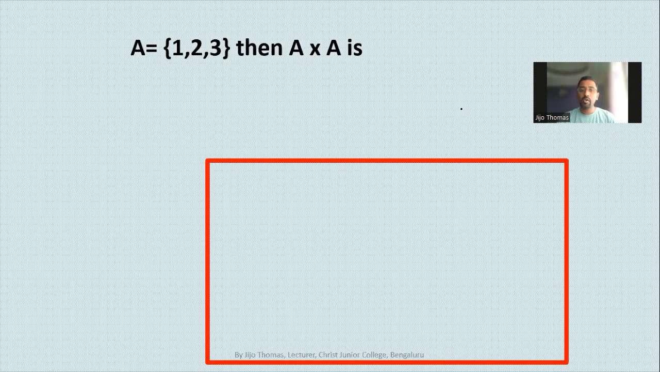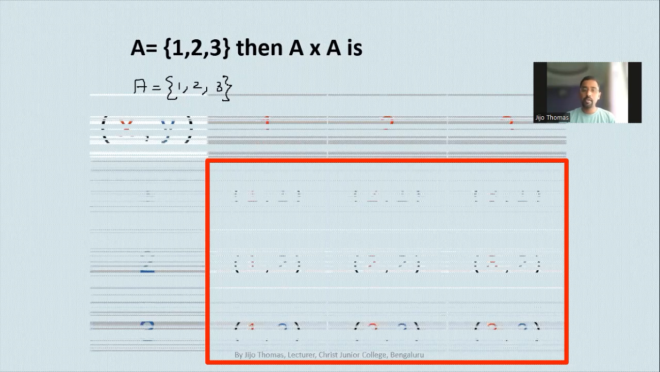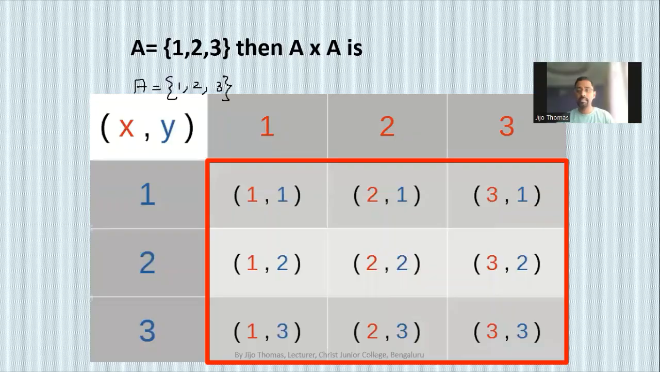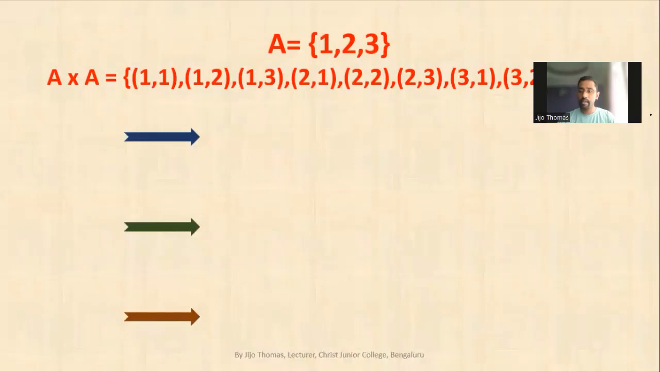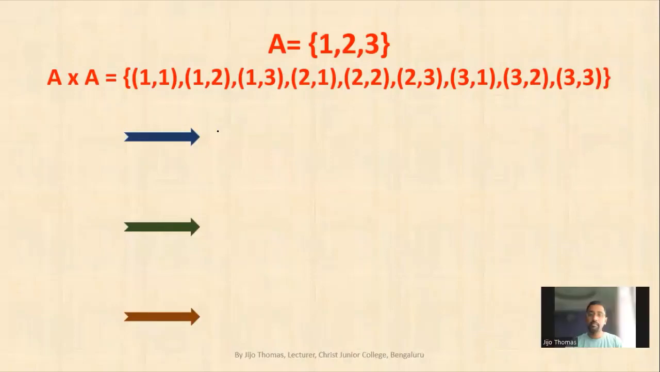If I consider A as {1, 2, 3}, what will be my A cross A? I'm going to take the cross with the same set. So my second set is also {1, 2, 3}, and the first set is also {1, 2, 3}. Considering A cross A, it will be (1, 1), (1, 2), (1, 3), (2, 1), (2, 2), (2, 3), (3, 1), (3, 2), (3, 3). The entire thing put inside a set will be your A cross A, the Cartesian product of the set A with itself.